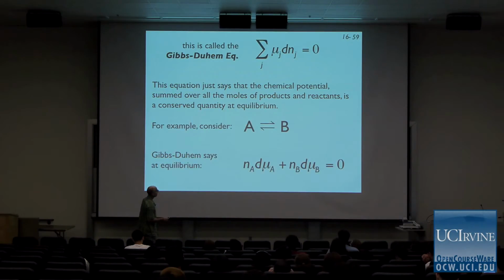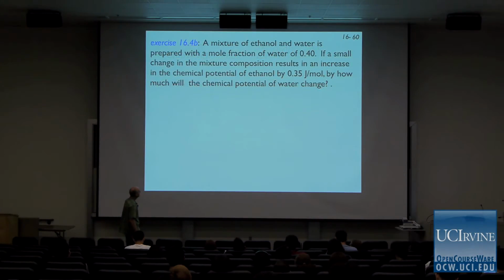So we're going to do an example of what that means. For example, if you have A getting converted into B, let's say this is an isomerization reaction, the Gibbs-Duhem equation says that at equilibrium, that plus that has to equal 0, because the summation only contains two terms; there are only two chemical species, A and B. So this equality has to be satisfied.